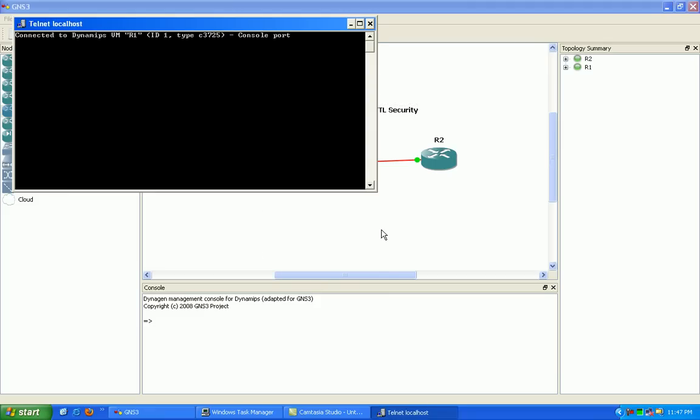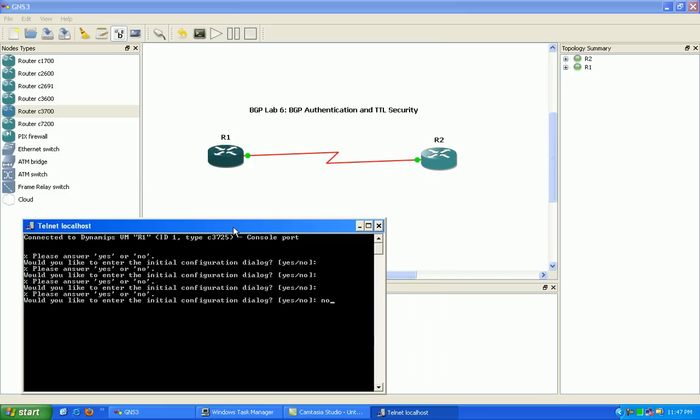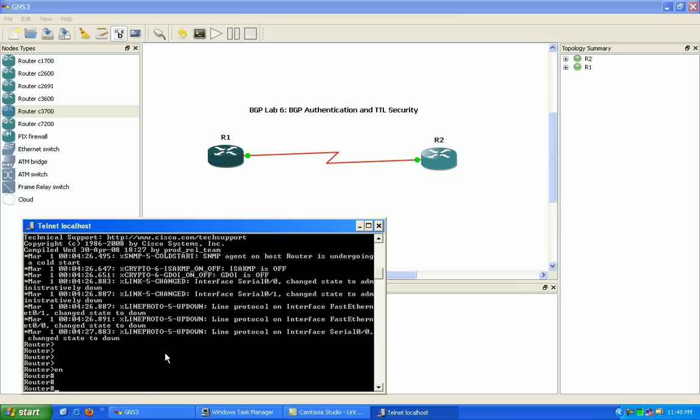Let's get into router 1 and set this up. Again, this is BGP Lab 6. The first five labs, at this time, this is July of 2010, are part of Volume 1, and this lab is going to be part of Volume 2.